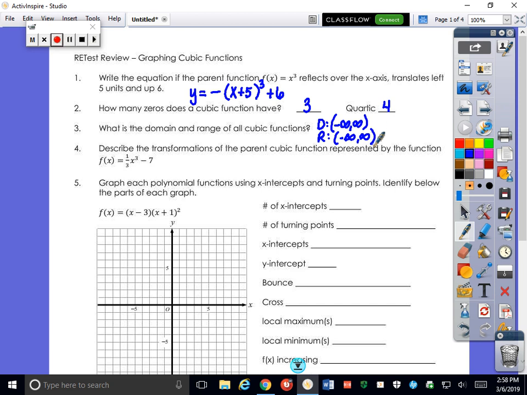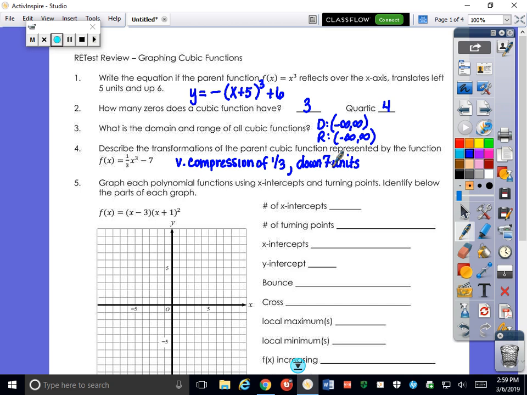Okay? Describe the transformations of the parent cubic represented by the function. Well, it's got a vertical compression. The 1/3 shows you that it's a compression of 1/3. And it moved down 7 units, the -7 shows us that it went down.